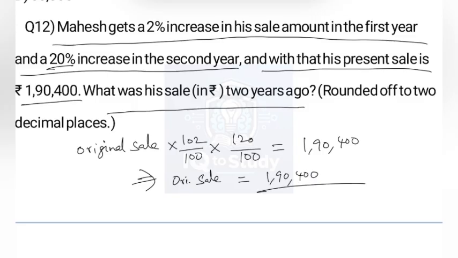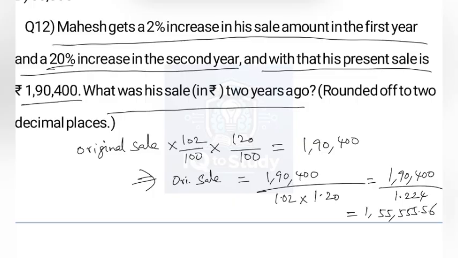1,90,400 divided by 1.02 into 1.20, that is equal to 1,90,400 divided by 1.224. So the answer is equal to 1,55,555.56.